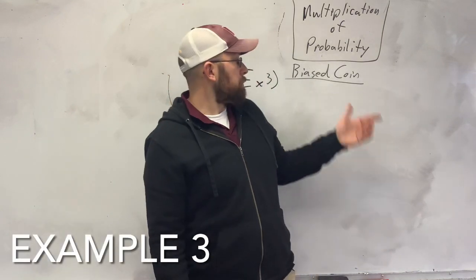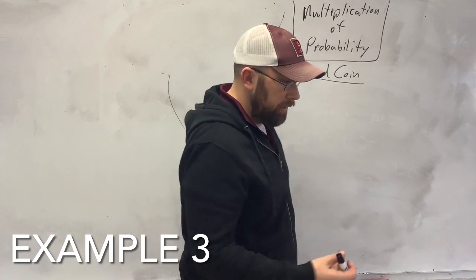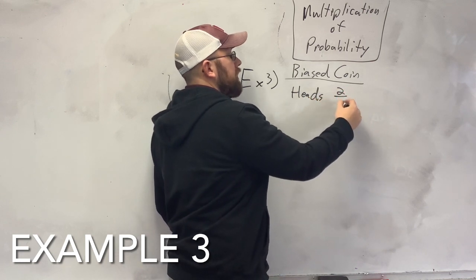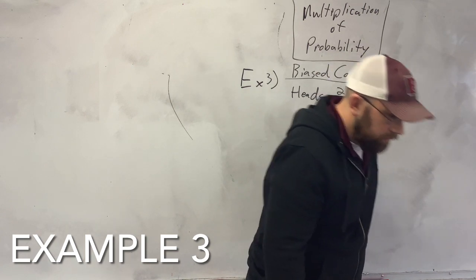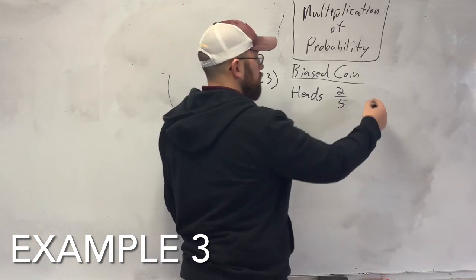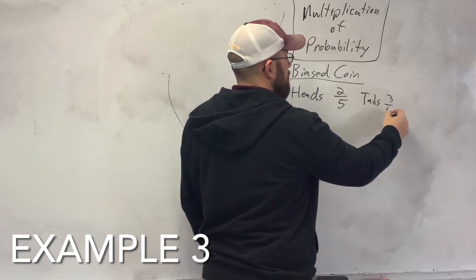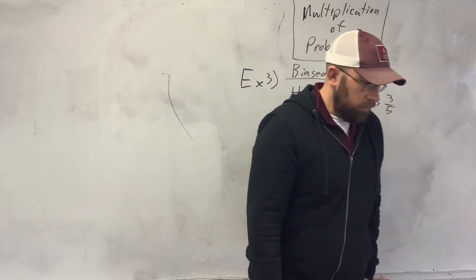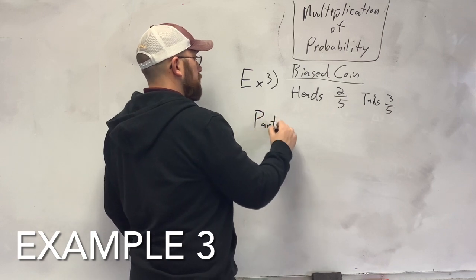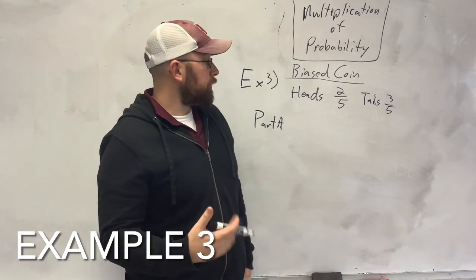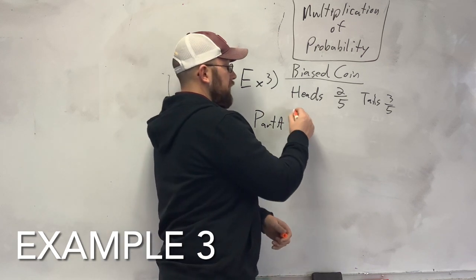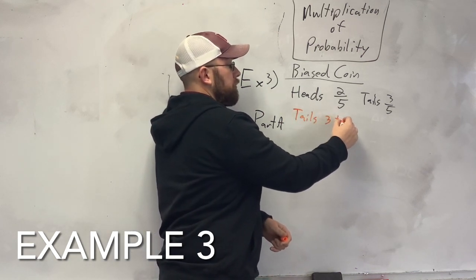All right, for this problem, we're going to deal with a biased coin. So let's say when you throw a biased coin, you get heads 2/5 of the time. So the rest of the time, you'll get tails 3/5 of the time. For part A, we're going to say, what is the probability with this biased coin that I get tails 3 times in a row?